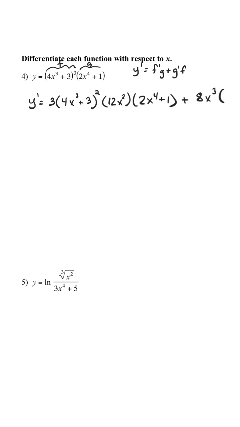So F prime here is going to require the chain rule. So F prime, drop that exponent of 3 in front, decrease it, and then multiply it by the derivative of the inside part. The inside part here is going to be 12x squared. So that's F prime times G plus G prime, which is just going to be 8x cubed times F.